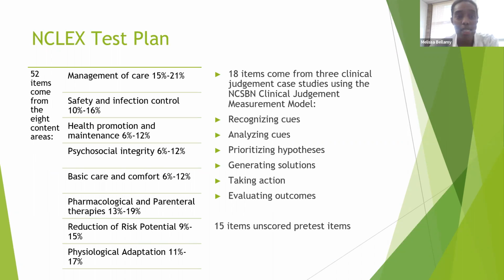So the first thing is the NCLEX test plan. The test plan is still going to have the same information as it relates to the 8 content areas: management of care, safety and infection control, health promotion and maintenance, psychosocial integrity, basic care and comfort, pharmacological therapies, reduction of risk potential, and physiological adaptation. All that information is going to stay the same.